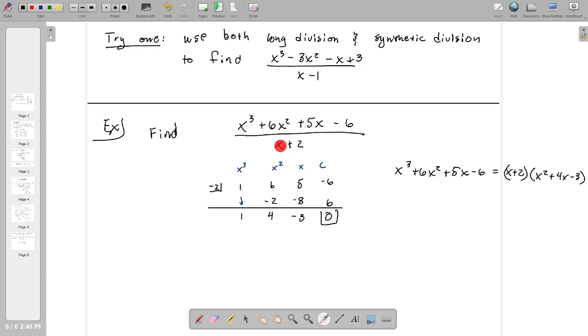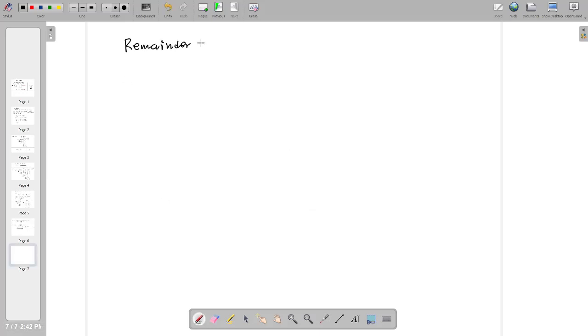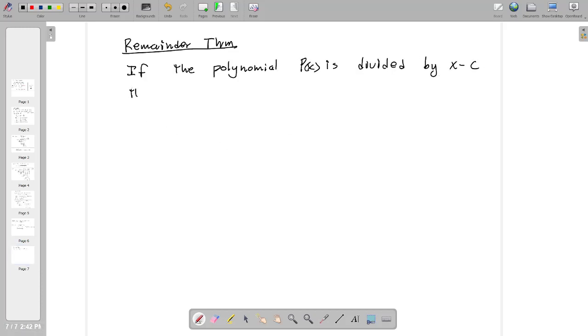Always in synthetic division. Now, in long division, it's a little bit different because in long division, you can divide by higher ordered polynomials, but not in synthetic division. The next thing that I want to talk about is the remainder theorem. If the polynomial p of x is divided by x minus c, then the remainder is the value p of c. Now, what this means is that if we try to find the remainder of p of x upon dividing by x minus c, all you have to do is plug c into the polynomial, and you'll find it.